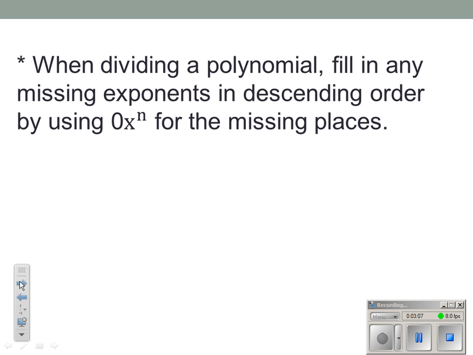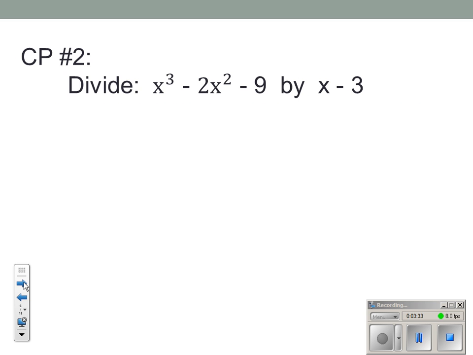When dividing a polynomial, fill in any missing exponents in descending order by using 0x to the nth power for them. So when you're setting up that long division, don't have a gap between, for example, x to the third power and x to the first power. You would want to fill in x to the second. Because there wasn't a term there, you have to use a coefficient of 0. So it's 0 times x to the second, which means the same thing as being gone.